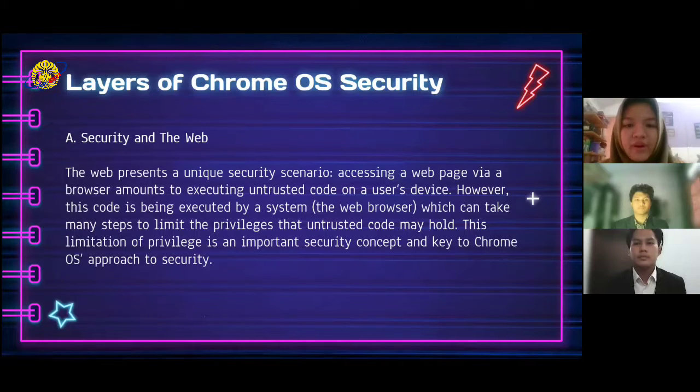Layers of Chrome OS security. Security and the web. The web presents a unique security scenario. Accessing a web page via a browser amounts to executing untrusted code on the user's device. However, this code is being executed by a system, the web browser, which can take many steps to limit the privileges that untrusted code may hold. This limitation of privilege is an important security concept and key to Chrome OS's approach to security.